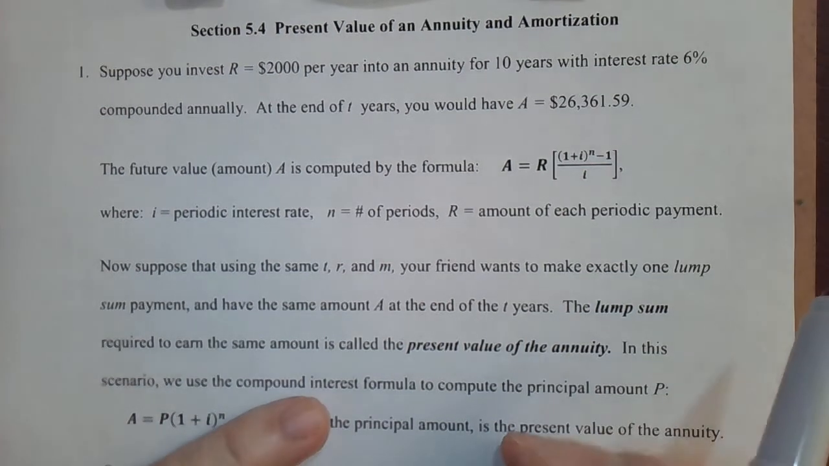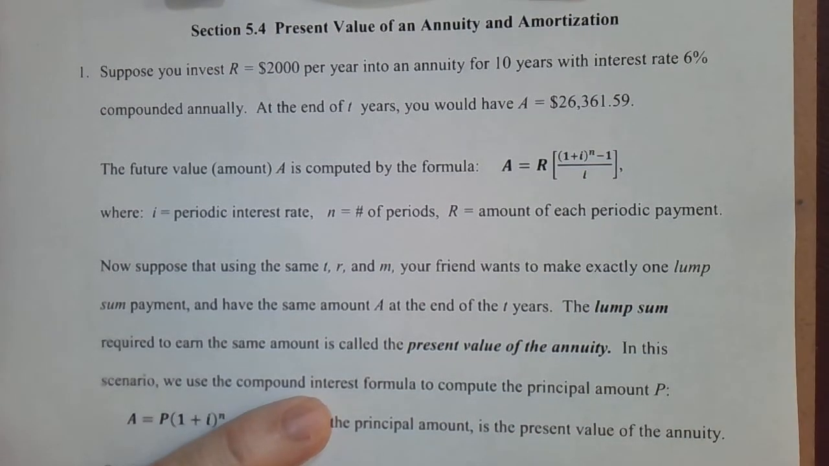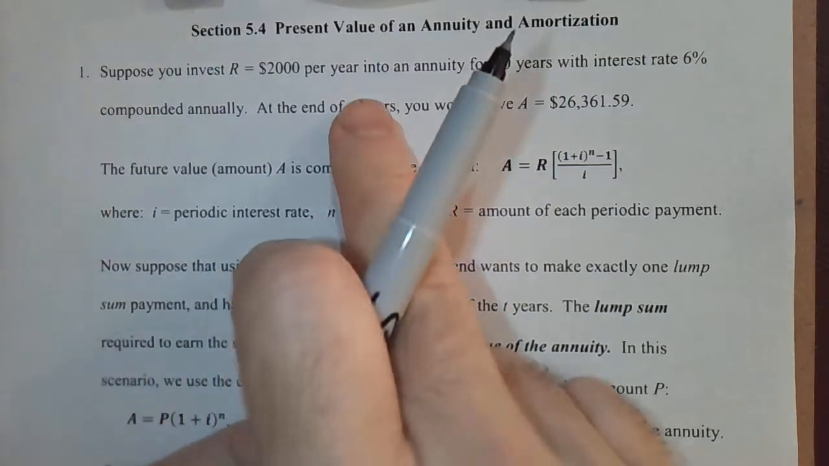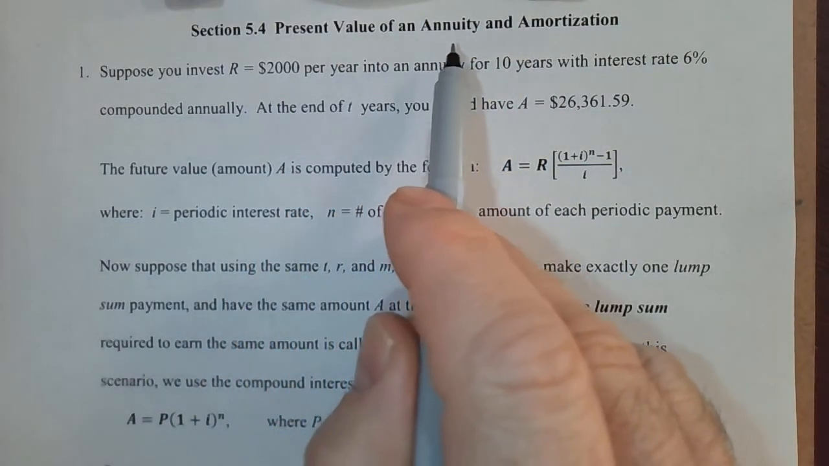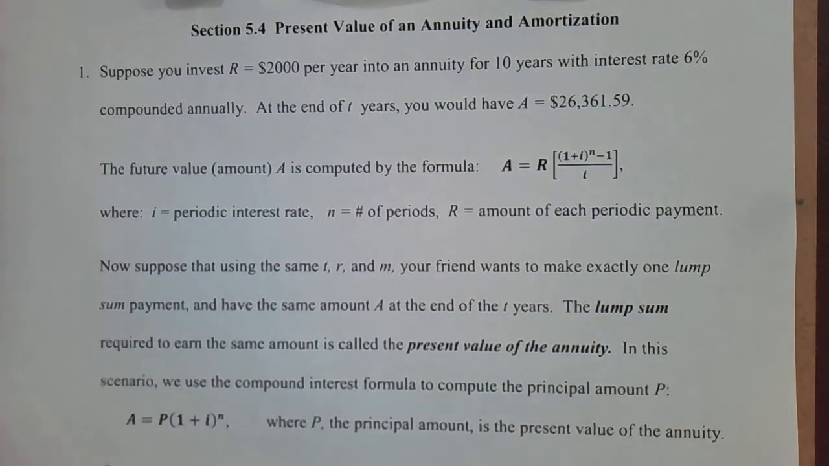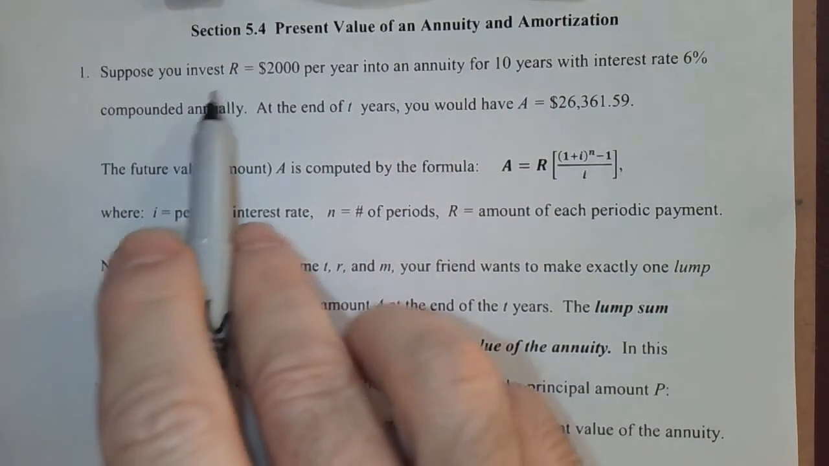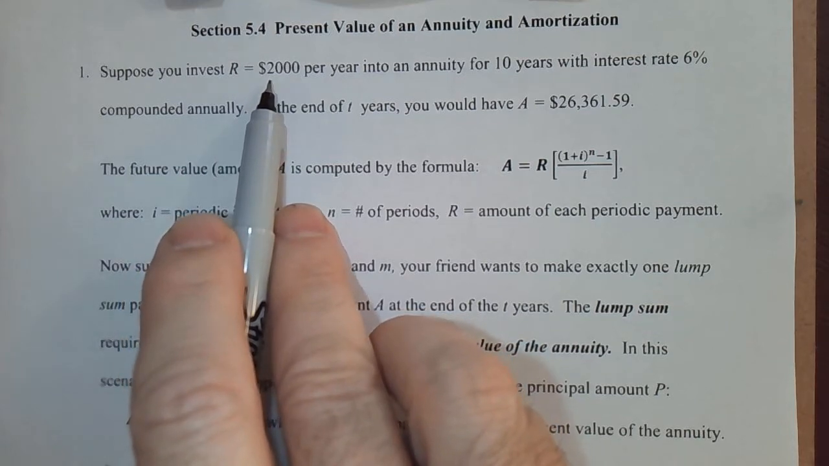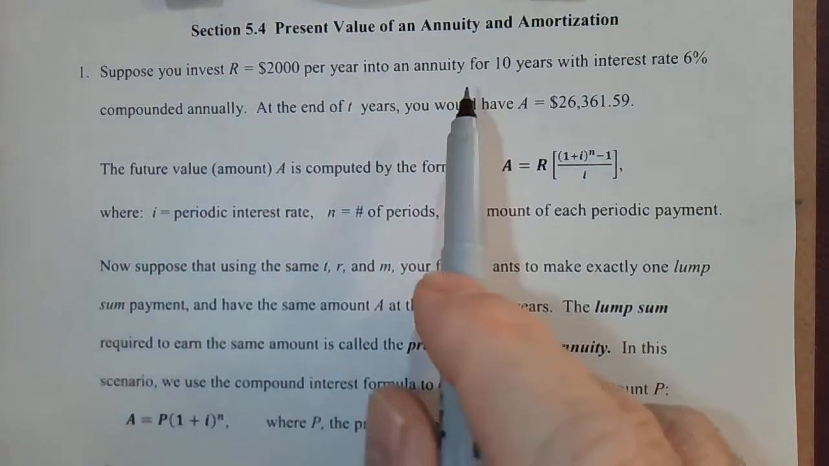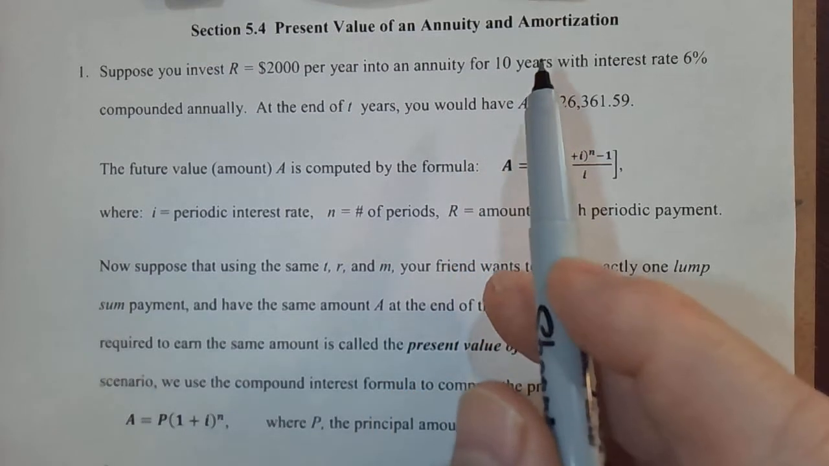Well, so far in our financial math section, we've learned about simple interest and compound interest, and we've been introduced to annuities. In our last section of financial math, we're going to learn about the present value of an annuity and amortization.